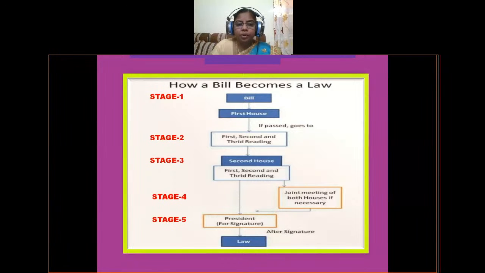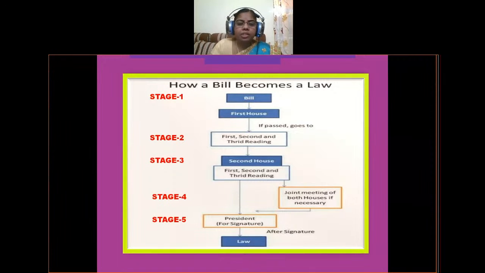Next, stage 4 consists of a joint session. When the bill is not approved by the second house, that can be called a deadlock, and that deadlock will be resolved by a joint session of both the houses of the parliament.